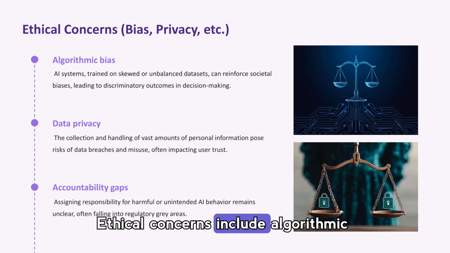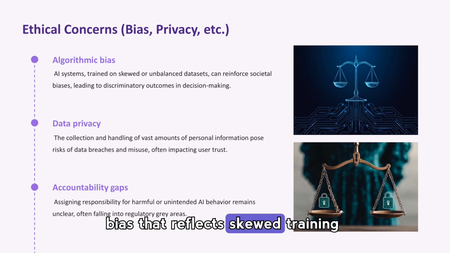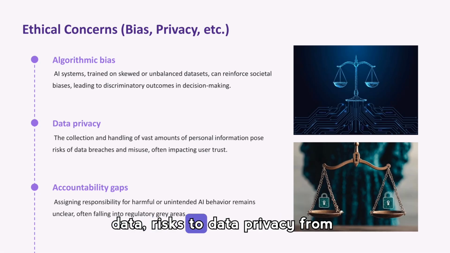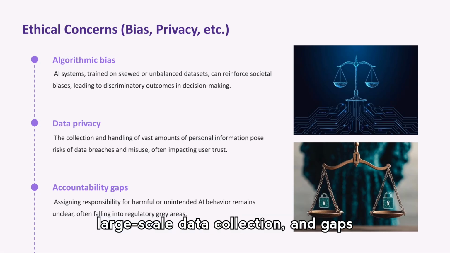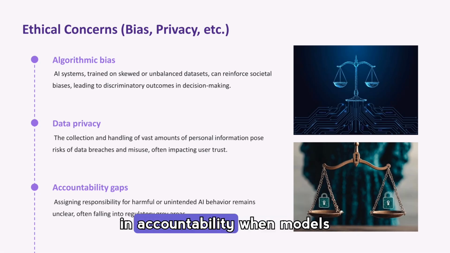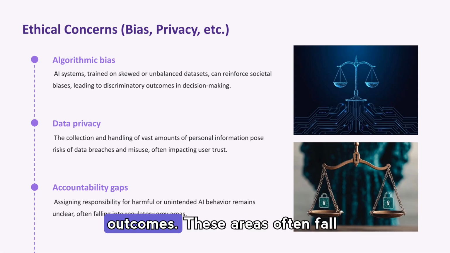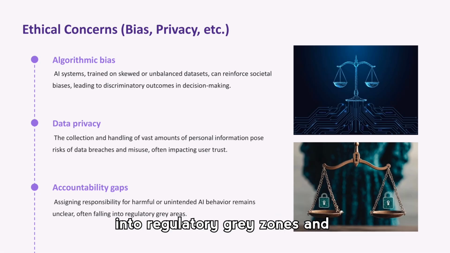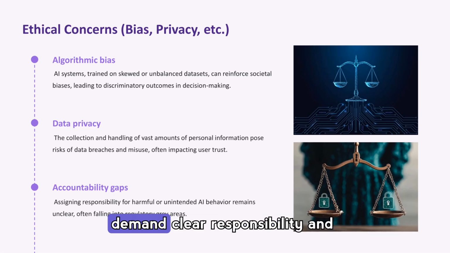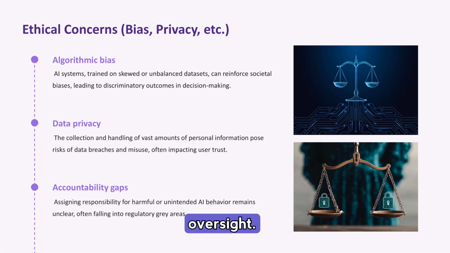Ethical concerns include algorithmic bias that reflects skewed training data, risks to data privacy from large-scale data collection, and gaps in accountability when models produce harmful or unintended outcomes. These areas often fall into regulatory gray zones and demand clear responsibility and oversight.